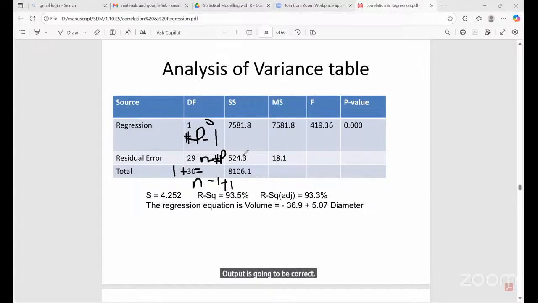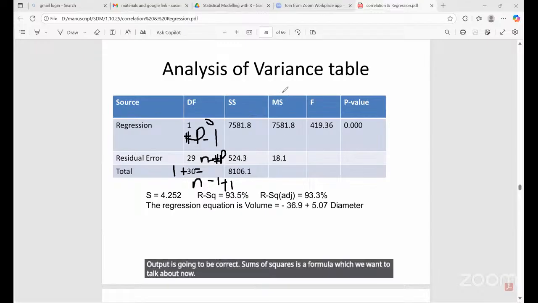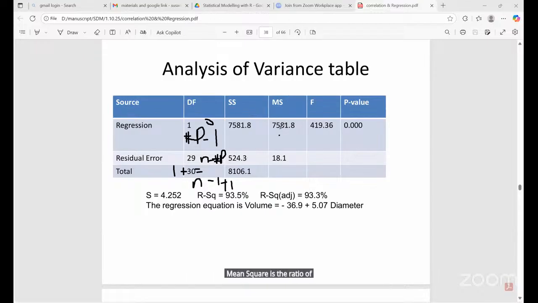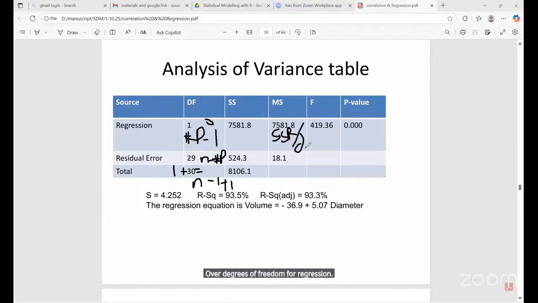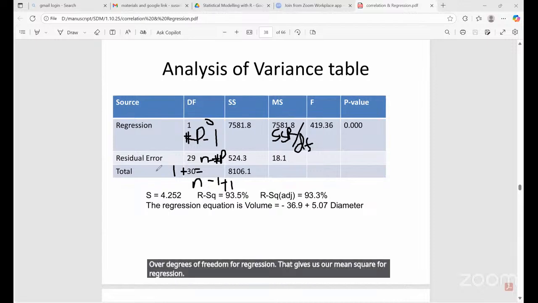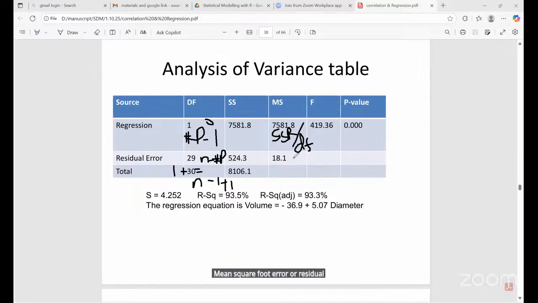For sums of squares, there is a formula which we won't talk about now. Mean square is the ratio of sums of squares to degrees of freedom. Sums of squares for regression over degrees of freedom for regression gives us the mean square for regression. Mean square for error, or residual, is the sums of squares for error over degrees of freedom for error. Then the F ratio is the ratio of mean square regression to mean square error.